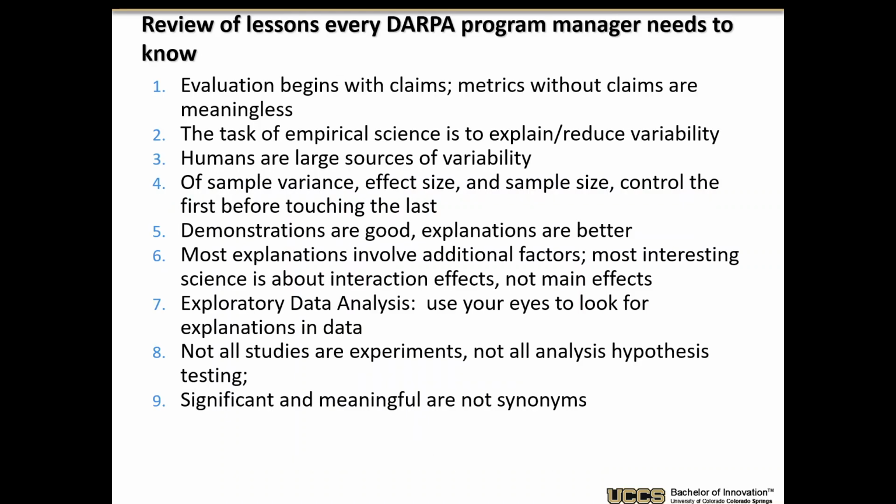So, a review of the lessons that you want to go through, right? Evaluation begins with claims. Metrics are meaningless. You have to have claims to go with them. The task of empirical science is to explain or reduce the variability, so design to do that. Humans are a big part of our variability. Of sample variance, effect size and sample size, control the first before touching the last. So find ways to reduce that variance.